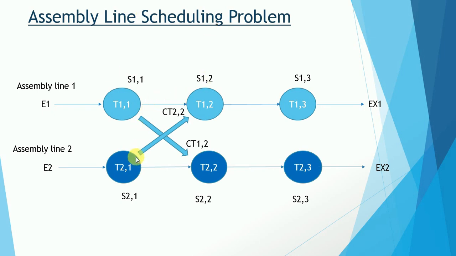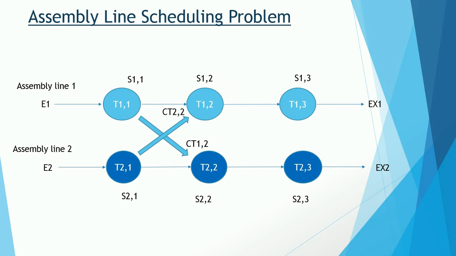Now if you see this arrow, then also if a chassis is over here in station 2-1, which is assembly line 2, station number 1, then it has got two options. It can go to the next station in the same assembly line, or it can move to the next station in a different assembly line. So over here no extra time will be taken, but if it moves to the next station in the first assembly line, then extra time will be incurred, and that time will be denoted by CT2,2.